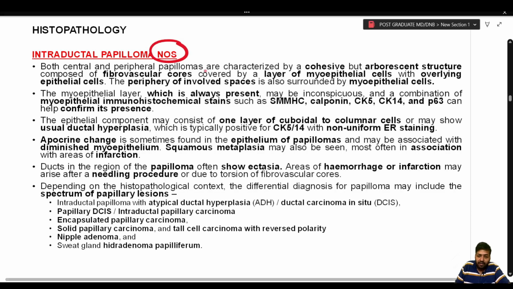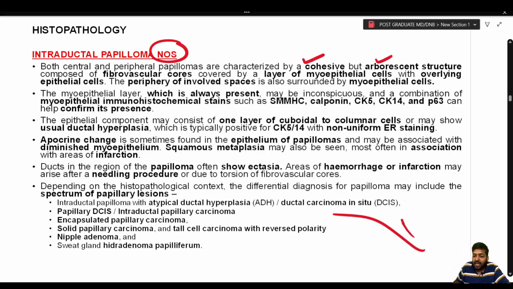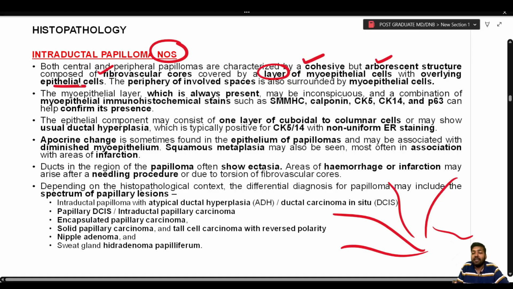So both the central and the peripheral papillomas are characterized by cohesive but arborizing, arborescent structure, arborizing meaning like a network, composed of fibrovascular cores covered by a layer of myoepithelial cells with overlying epithelial cells. So over here, the epithelial cells are lined by the myoepithelial cells. So the lesion itself is containing myoepithelial cells. Not only that, the periphery of the involved spaces is also surrounded by the myoepithelial cell.